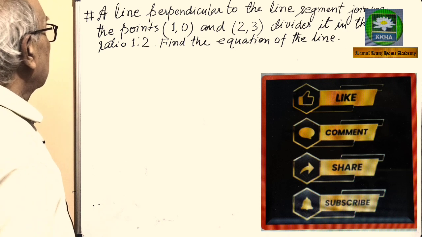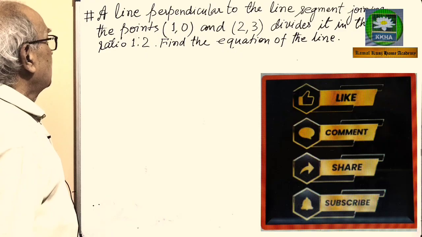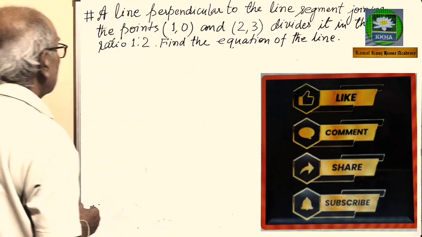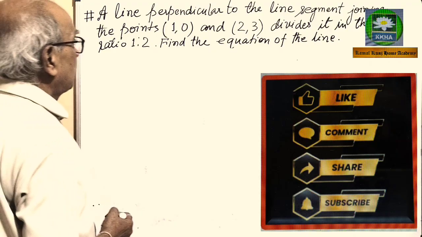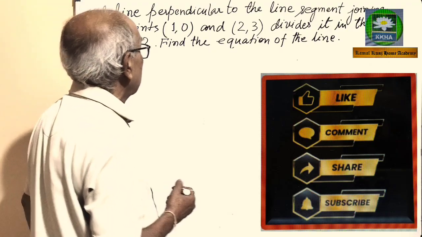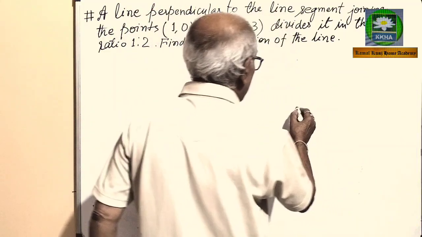Next problem: a line perpendicular to the line segment joining (1, 0) and (2, 3) divides it in the ratio 1:2. Find the equation of the line. We have to find the equation of the line.